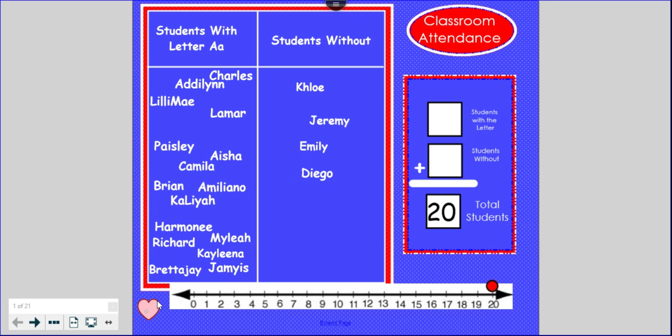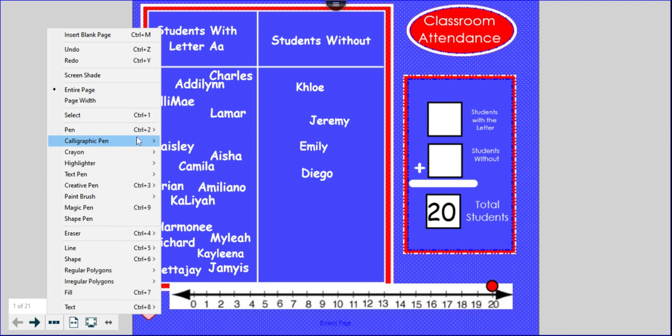Kalia has two lowercase. Oh, Diego doesn't have any A's. Let's move him over here. Harmony's got an A. Richard has an A. Mylea. Kaylina has two. Bretta J has two. And Jemias has an A. All right, let's make our number sentence. We're ready now.